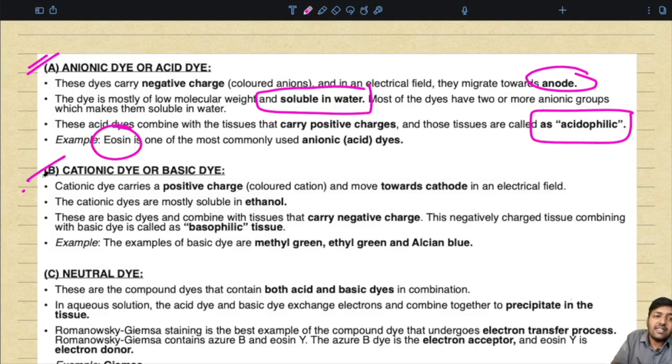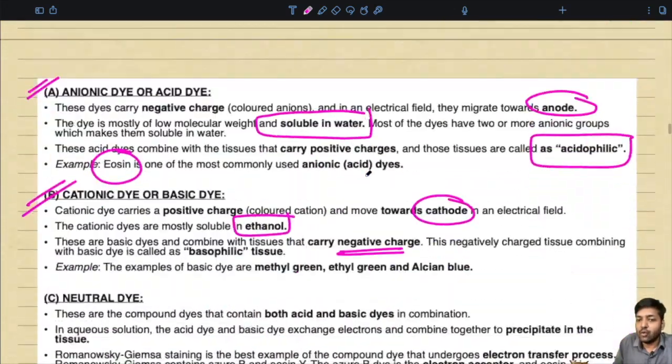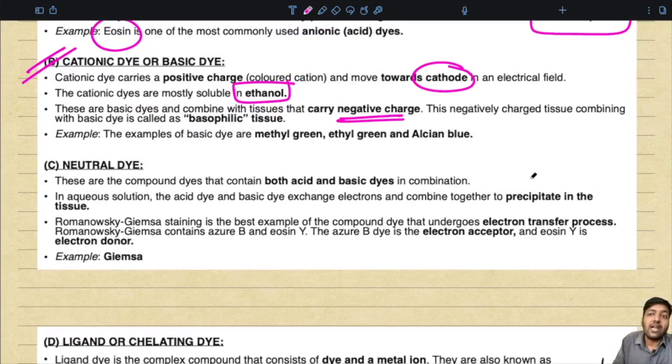The next is your cationic dye or the basic dye. They carry a positive charge, and they move towards the cathode in an electric field. These are mostly soluble in ethanol. This is again an important observation you have to make. These basic dyes will combine with the tissues which carry negative charge. What are these tissues? Basically the nucleus, as we have seen, the nucleic acid and the epithelial mucin. This negatively charged tissue combining with the basic dye is called basophilic tissue. What are the examples? Methyl green, ethyl green and Alcian blue.